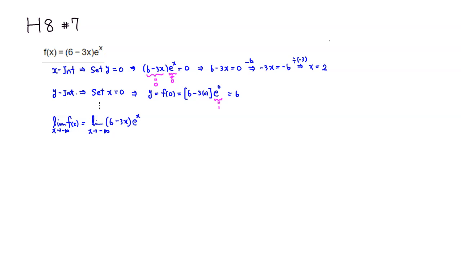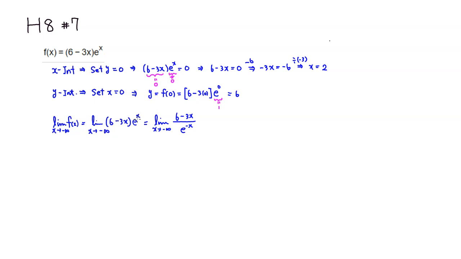If you do it this way, maybe you can see it a little bit better. If you rewrite it as a limit as x approaches negative infinity, I'm going to keep 6 minus 3x on top, and I'm going to put e to the negative x on the bottom. I put the negative power on the bottom, which is equivalent to multiplying by e to the x.